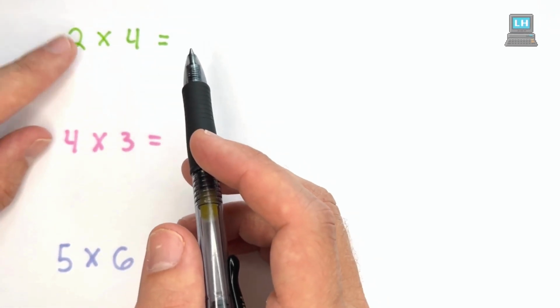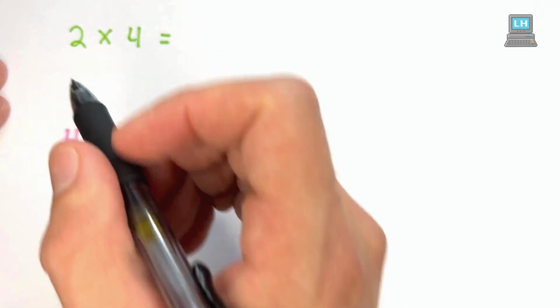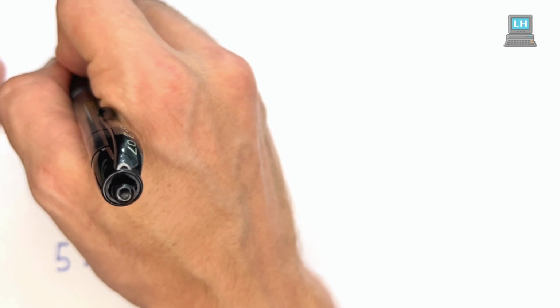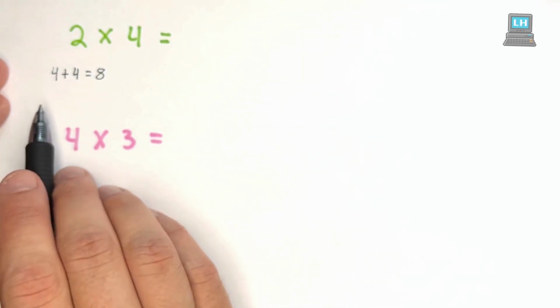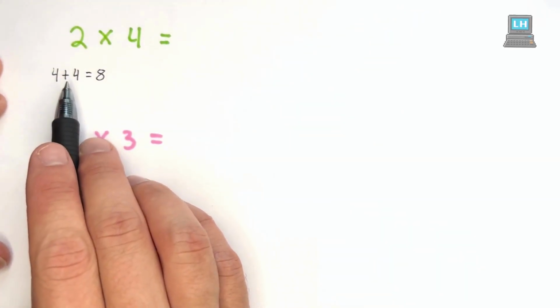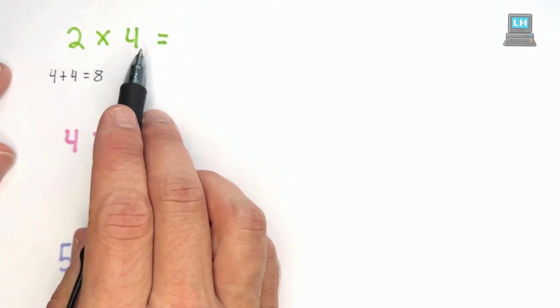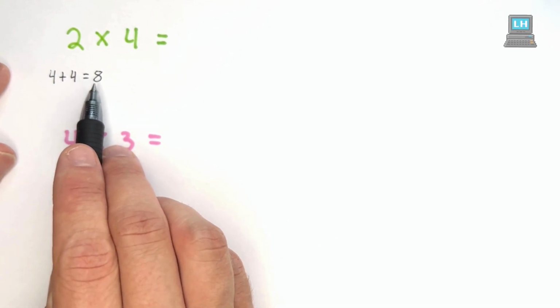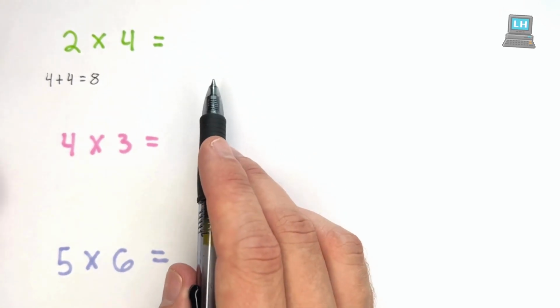So here I have 2 times 4. Well, to show you what multiplication is, I need to show you with the repeated addition. So here's what it is. 4 plus 4 equals 8. Now, how did I get this 4 plus 4 equals 8? How does that equal multiplication? Well, I have 2 groups of 4, meaning I'm going to add 4 plus 4 together, and then I'm going to get 8, okay? What does that look like with the picture that I'm going to draw over here?